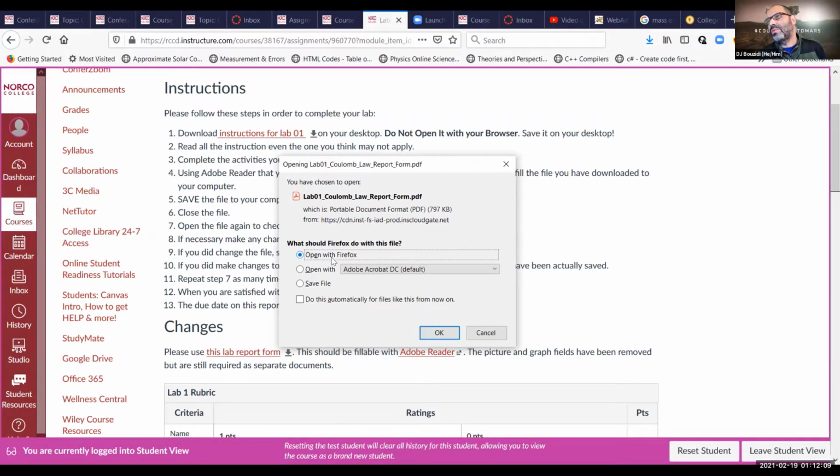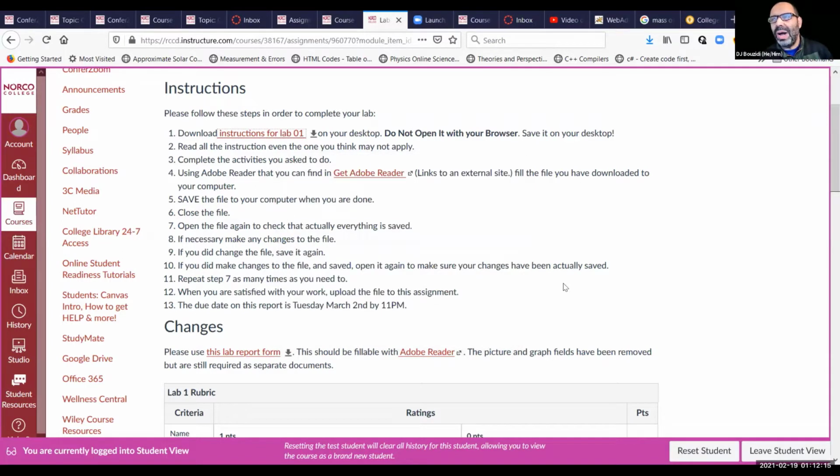Do not use a browser for PDF files, okay? For this type of PDF file, the reason is that this is a fillable file, and browsers are notorious for not saving things, and you would want to save things. So save the file to your computer. Open it preferably with a PDF reader, such as Adobe Reader itself. That is the program that's going to help you do this report. And then you're required to do things on the file.